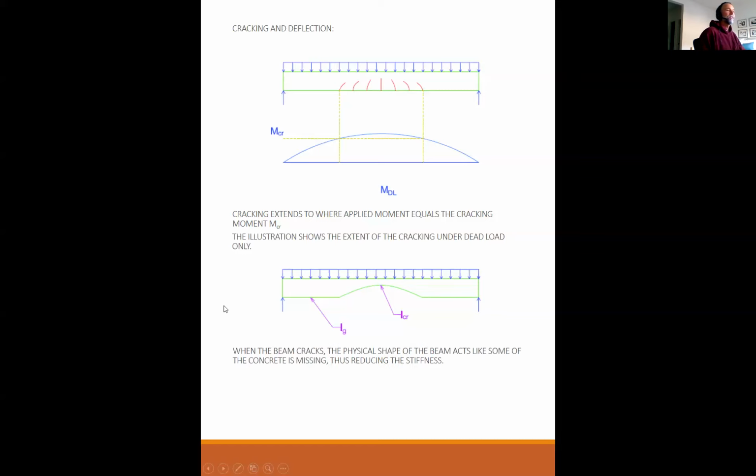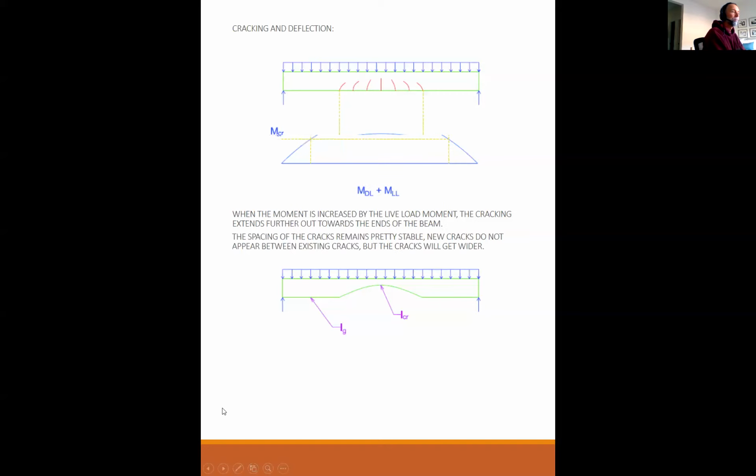When the beam cracks, the physical shape of the beam acts like some of the concrete is missing, thus reducing the stiffness. The beam can be thought of in a shape similar to above, where at the maximum moment, the moment of inertia is very close to I cracked, and in the uncracked regions, the beam still retains its full section, I gross.